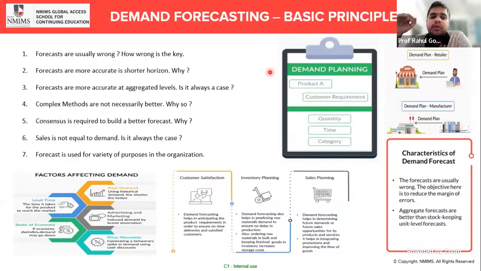Now let's come to the second point, which is that forecasts are more accurate in a shorter horizon. Is it true or is it false? Do you agree or not? Are forecasts more accurate in a shorter horizon? And why are forecasts not accurate for the midterm or long-term horizon? We saw three horizons on the previous slide. So why do forecasts tend to be more accurate in the shorter horizon?